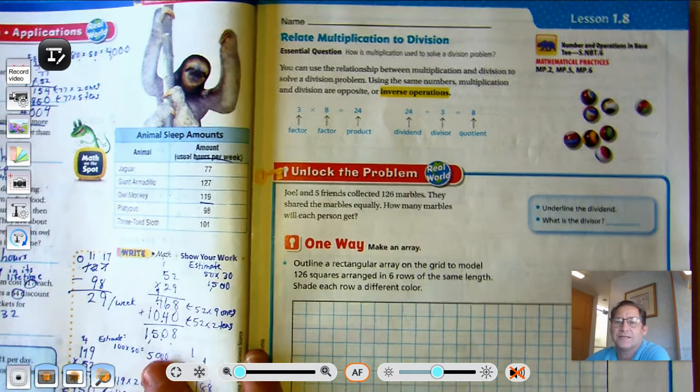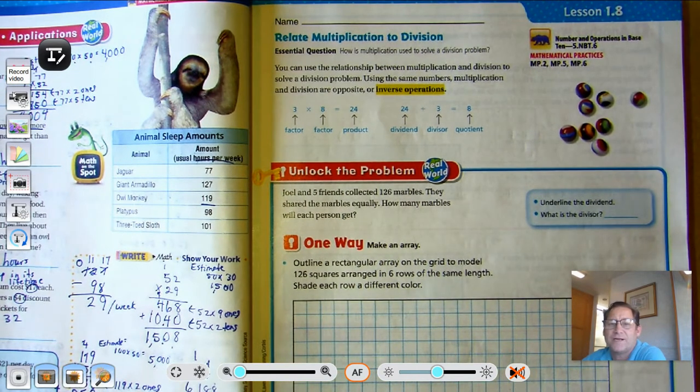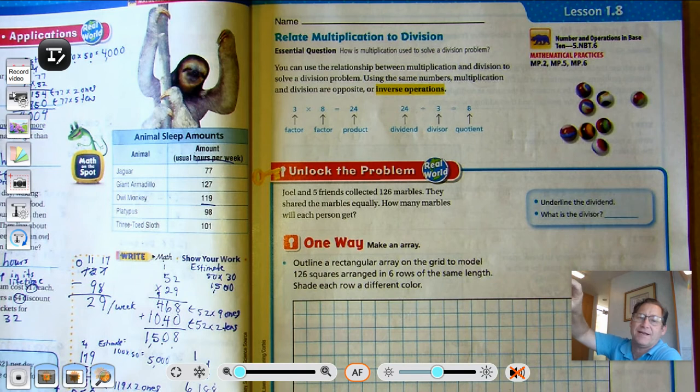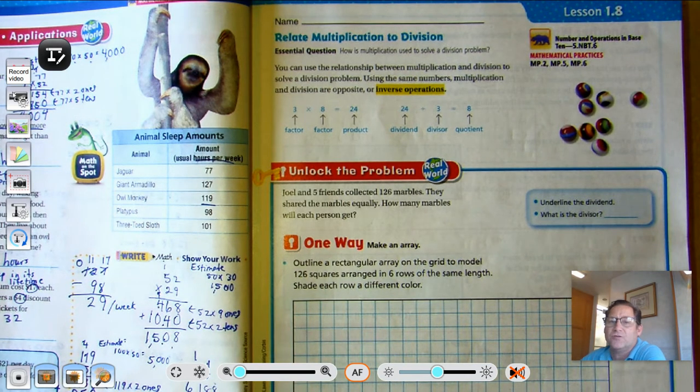Hello, everybody. So let's continue with lesson 1.8, relate multiplication to division. We're on page 35 of the 5th grade Go Math textbook. Our essential question today is, how is multiplication used to solve a division problem?